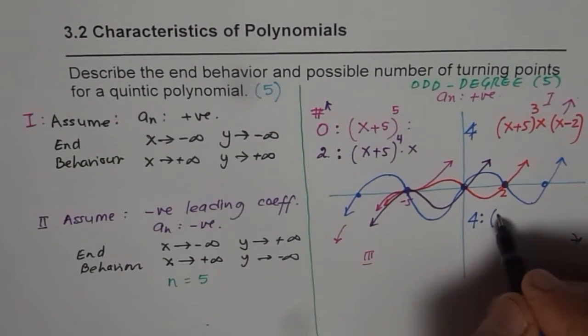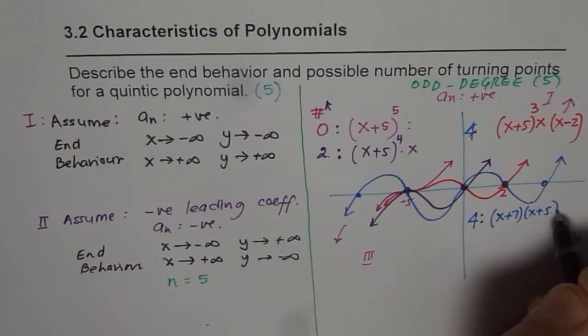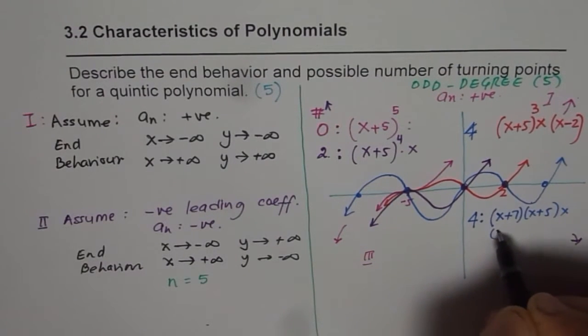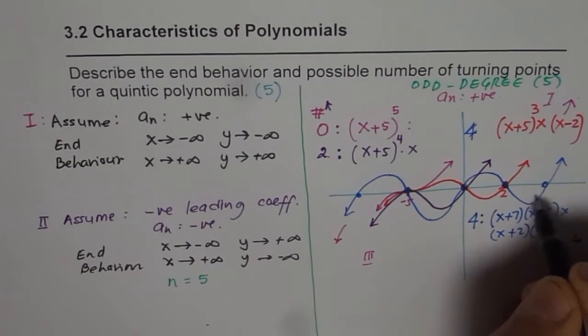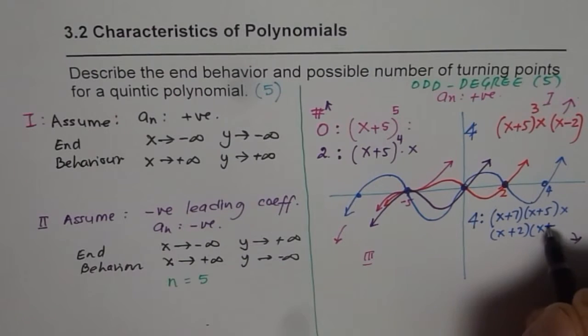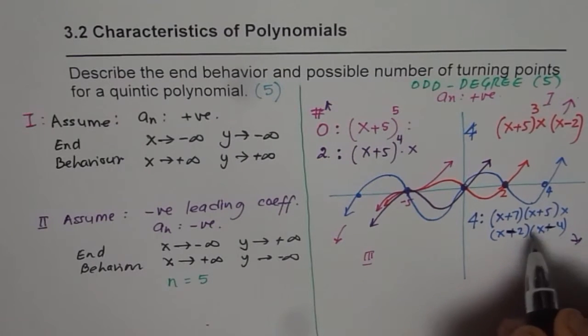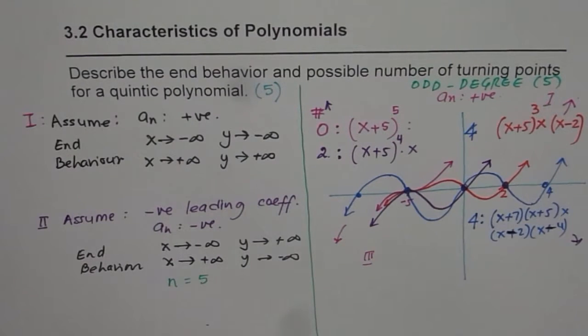So we could write this as x plus 7 times x plus 5 times x plus 2 times, let us say this point is 4, okay, x minus 4. This is minus 2. Correct. So if we have a function like this, then we have 4 turning points.